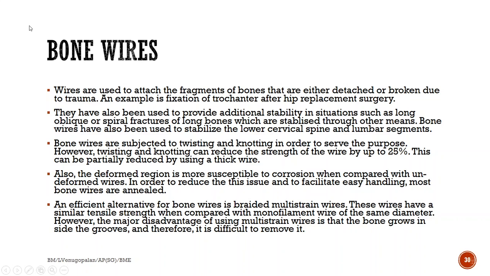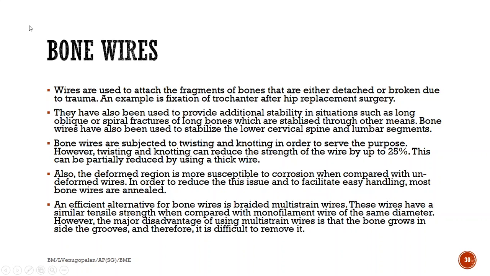Also, in order to have a more efficient bone wiring, multi-braided wires are used, instead of a single monofilament of wire, which are stronger compared to, say, a monofilament wire of the same diameter. However, one of the major disadvantages is that while you're braiding, there are gaps between the wires, and bone growth can occur in those gaps or striations, or grooves as they are called. So, if bone growth occurs in the grooves of the wire, it is very hard to remove this wire. So, it is used only if it is a permanent implant, one that is not going to be removed at all.